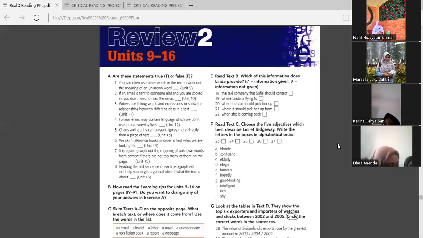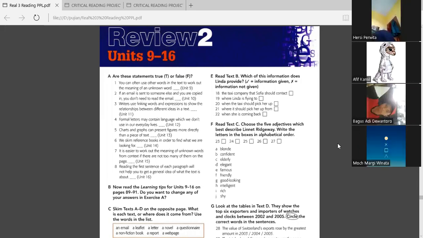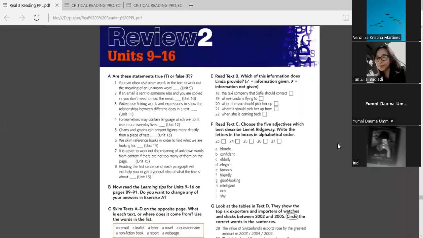We skim reference books in order to find what we are looking for. Unit 14. The answer is false. False. Okay. Then Marcella. Is it easier to work out the meaning of a noun word from context if there are not too many of them on the page? Unit 15. I think true. True. Good. Okay. Number eight. Akush. Reading the first sentence of each paragraph will not help you to get a general idea of what the text is about. I think it's false.